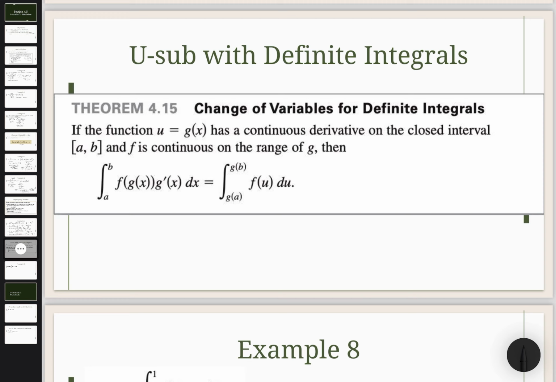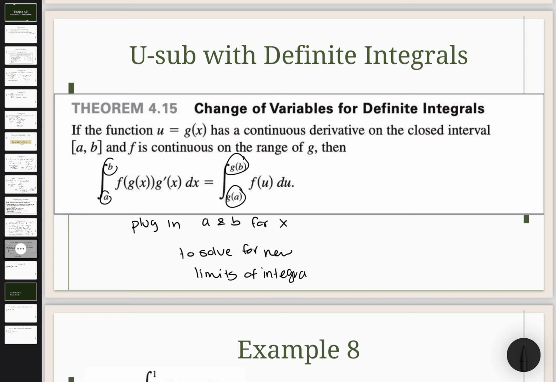Here is what we would do with definite integrals. With definite integrals, they start you out with a and b, but when you change your variables, sometimes it's really helpful to also change your upper and lower boundaries. To do that, you plug in a and b for x to solve for new limits of integration. And I will show you exactly what I mean by that with our example over here.